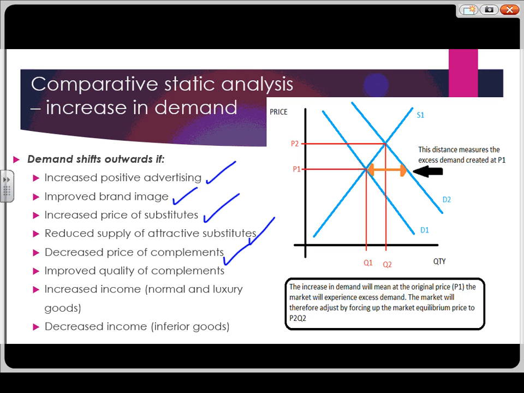High demand for train. Improved quality of complements. Well, let's imagine days out at the seaside become better. Blackpool builds a new roller coaster, for example. More people want to go and see that new roller coaster. It should boost demand for train travel. Now, for me, train travel is probably going to be a normal good for most people. Okay, so as people earn more money, their demand for rail travel would start to increase.